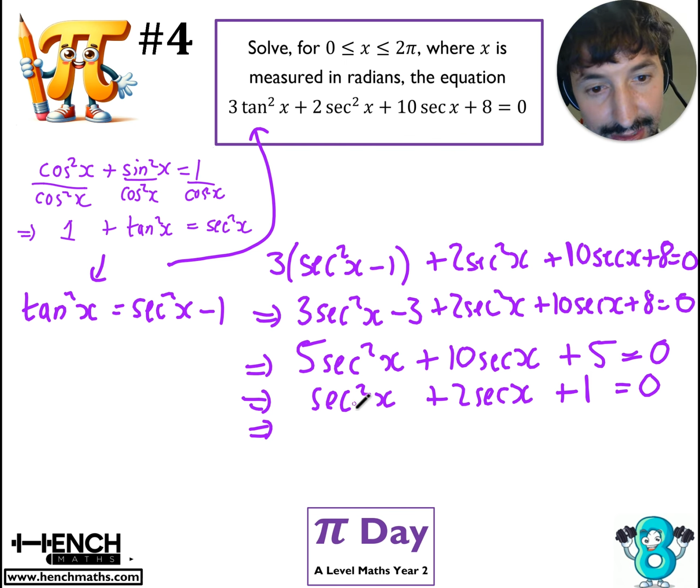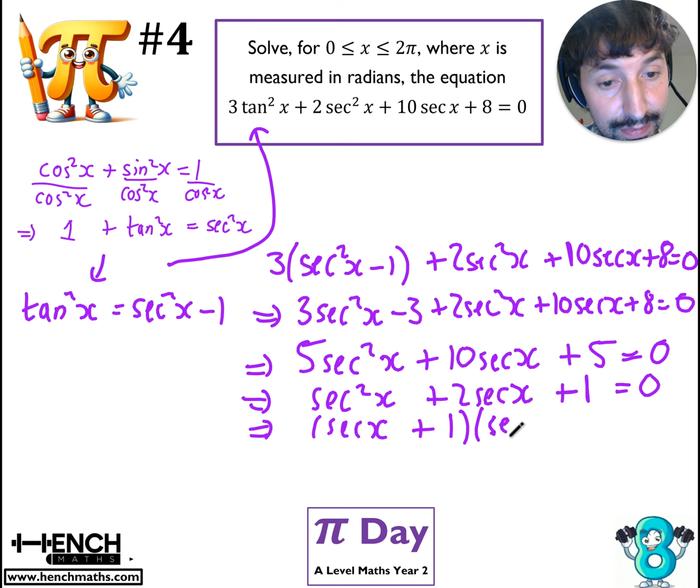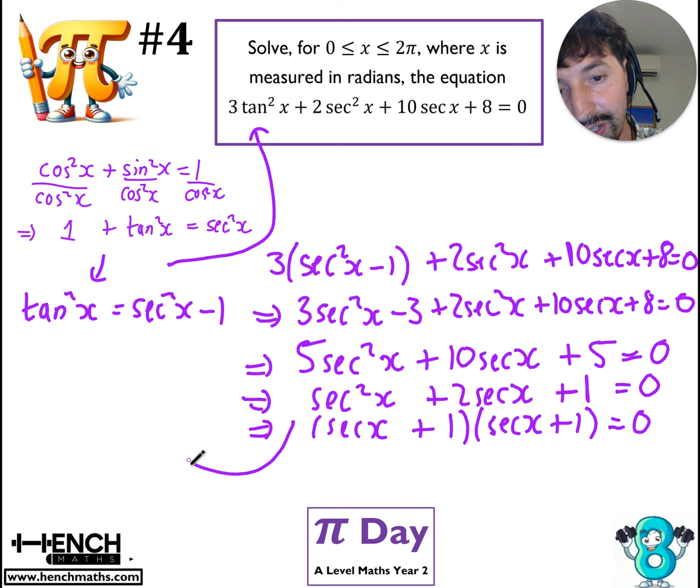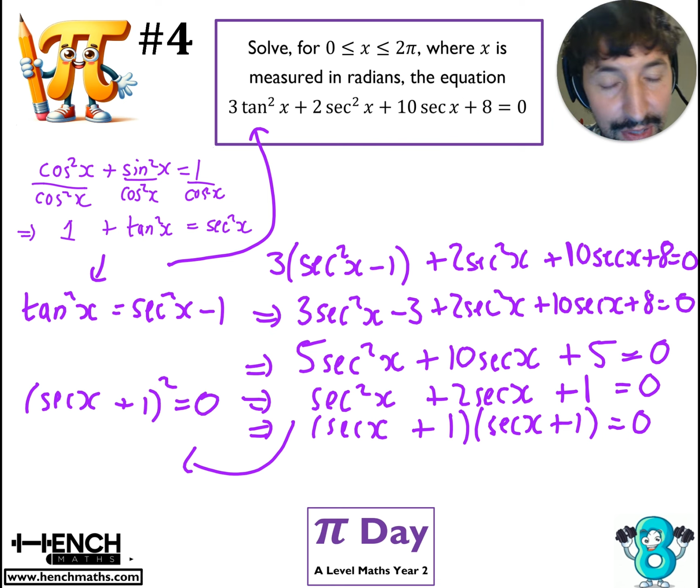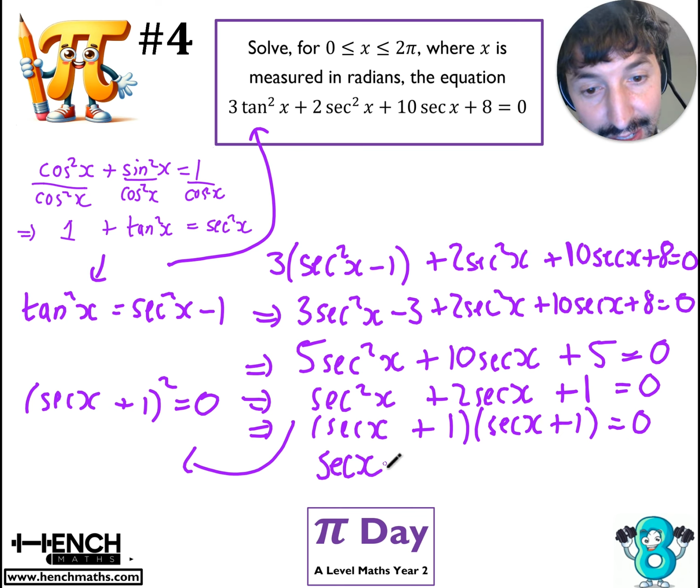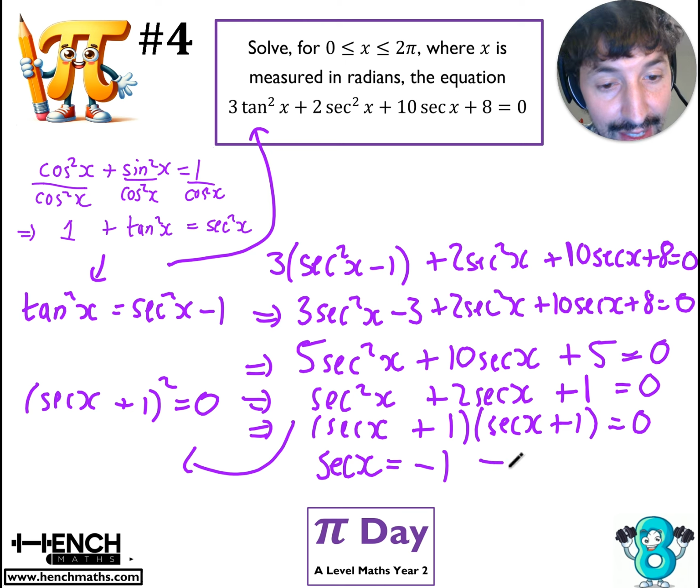You get sec x plus 1, and then multiply by sec x plus 1 equals 0. So you could have actually called it sec x plus 1 squared equals 0 either way. But from that you can see that sec x for both brackets will be equal to -1. And that implies, if we take the reciprocal, if 1 over cos x is -1, that also just means cos x is equal to -1.